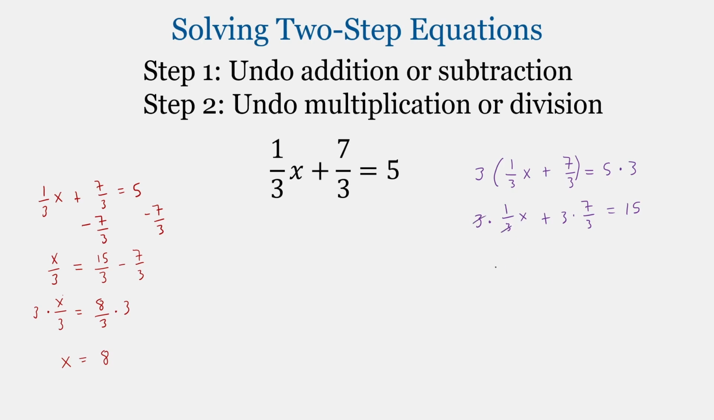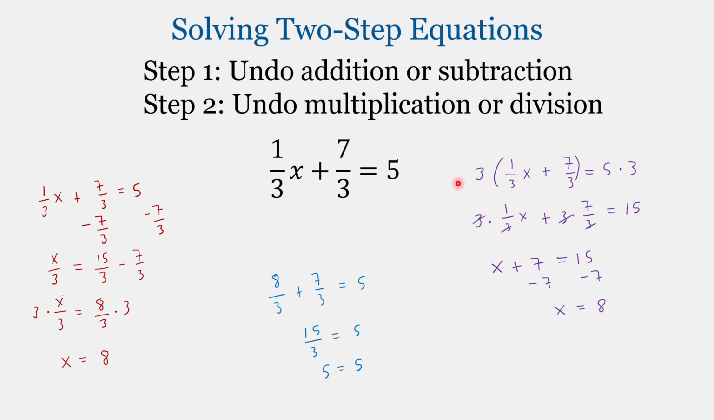These 3's cancel out. We get x. And then these 3's cancel out. We get 7. So x plus 7 is equal to 15. And then subtracting 7, we end up with x equal to 8. Same answer. Checking our answer, we'll get 8/3 plus 7/3 is equal to 5. We have a common denominator, so we get 15 over 3 equal to 5, and then 5 equal to 5.